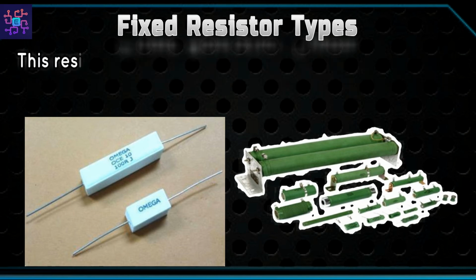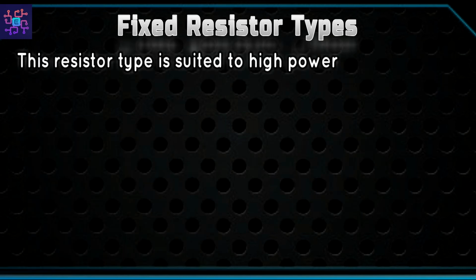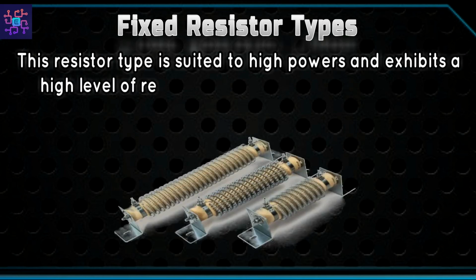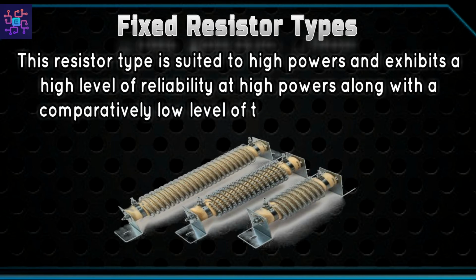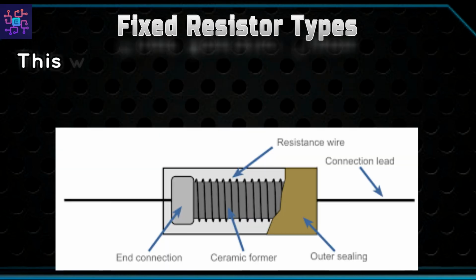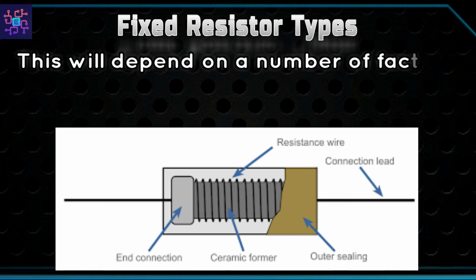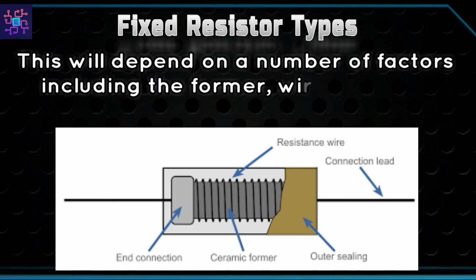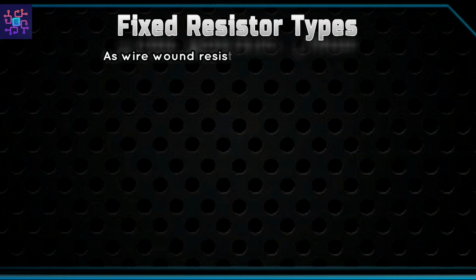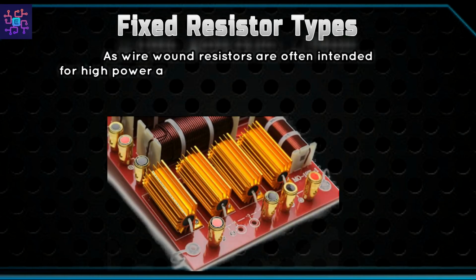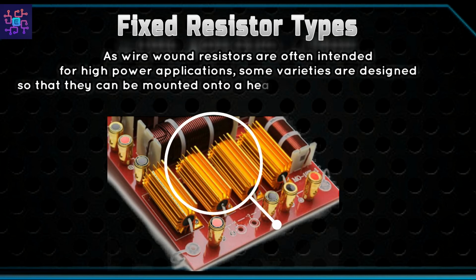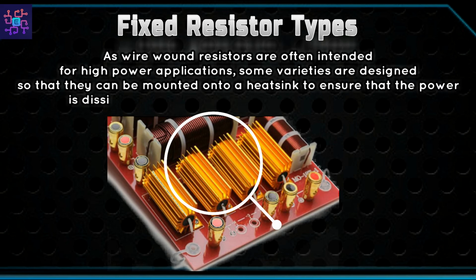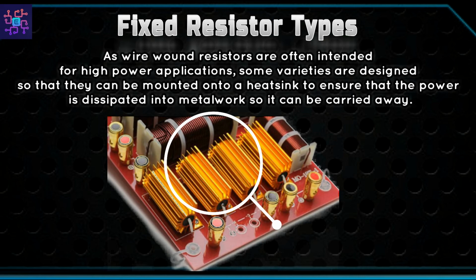enamel. This resistor type is suited to high powers and exhibits a high level of reliability at high powers, along with a comparatively low temperature coefficient, although this will depend on a number of factors that include the former, the wire used, etc. As wire wound resistors are often intended for high power applications, some varieties are designed so that they can be mounted onto a heatsink to ensure that the power is dissipated into metalwork so it can be carried away.